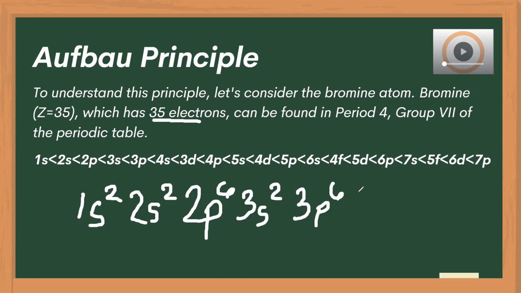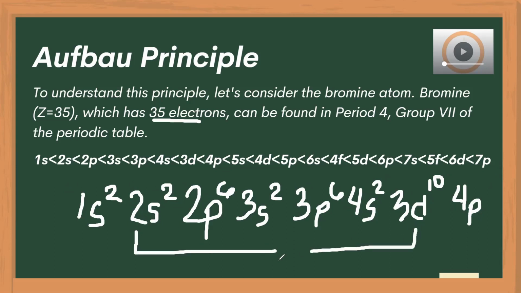3p6, 4s2. How many electrons do we have now? 10, 20 electrons. So let us continue. 3d10. So we have now 30 electrons. 4p. What should be the number of electrons for 4p? Since we already have 30 electrons here, and bromine has 35 electrons, we should write the remaining electrons, which is 5 electrons.